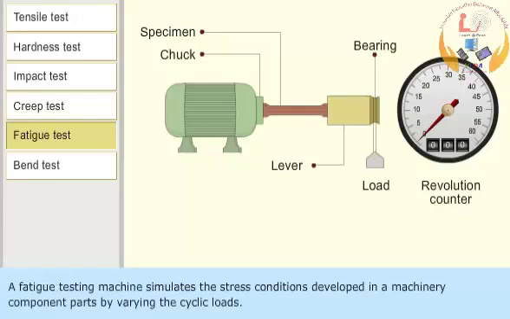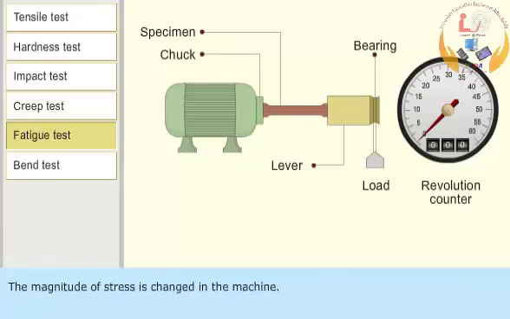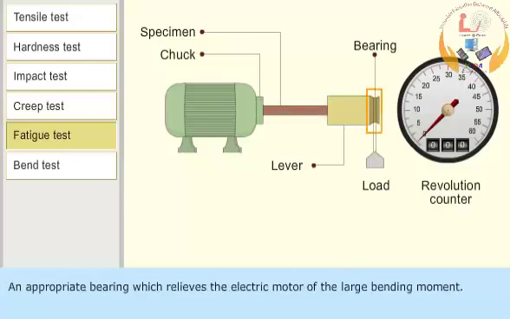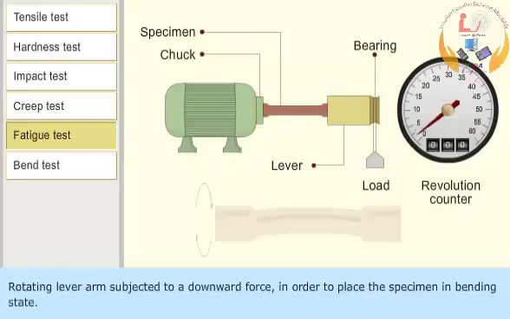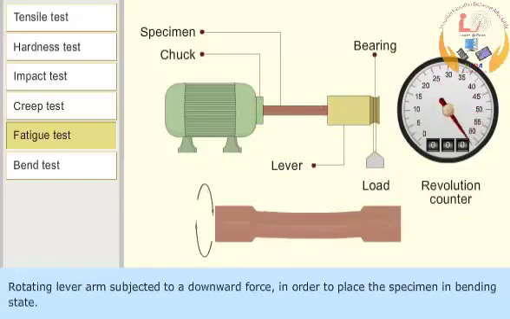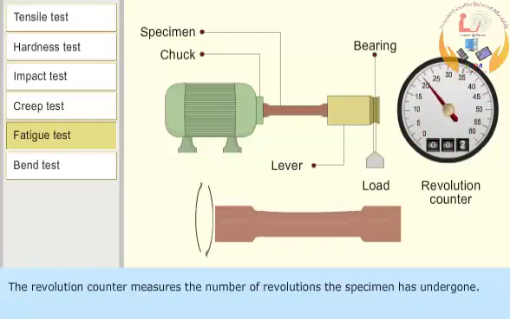A fatigue testing machine simulates the stress conditions developed in machinery component parts by varying the cyclic loads. The magnitude of stress is changed in the machine. The setup consists of an electric motor capable of running at 10,000 RPM, an appropriate bearing which relieves the electric motor of the large bending moment, chuck to hold the specimen, rotating lever arm subjected to a downward force in order to place a specimen in bending state. The revolution counter measures the number of revolutions the specimen has undergone.